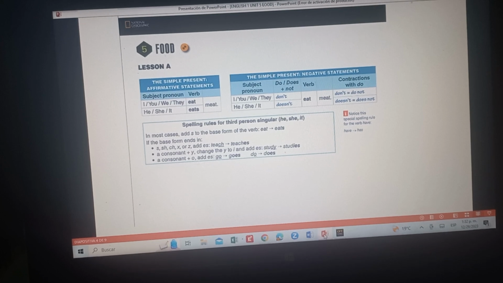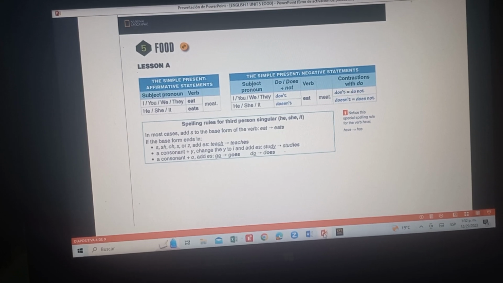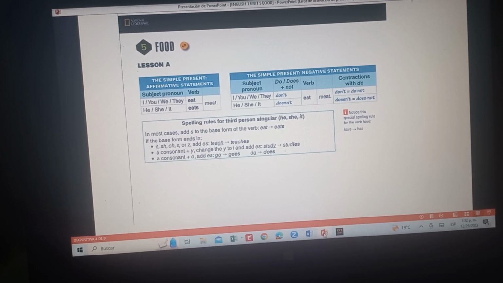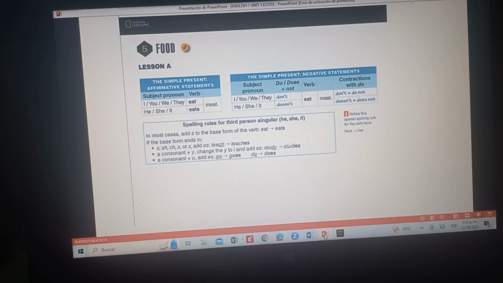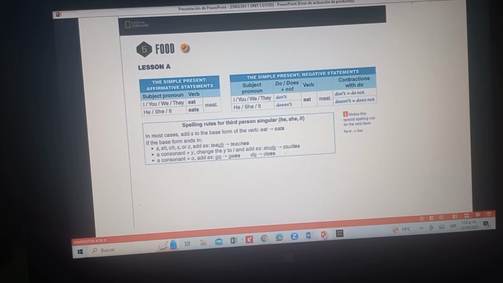A consonant plus y: change y to i and add es. Study, studies. In this case, you have to add ies, but you have to change the letter y. A consonant plus o: add es. For example, we have the verb go. You have to write goes in the third person. Also, we have do. You have to write does in the third person.